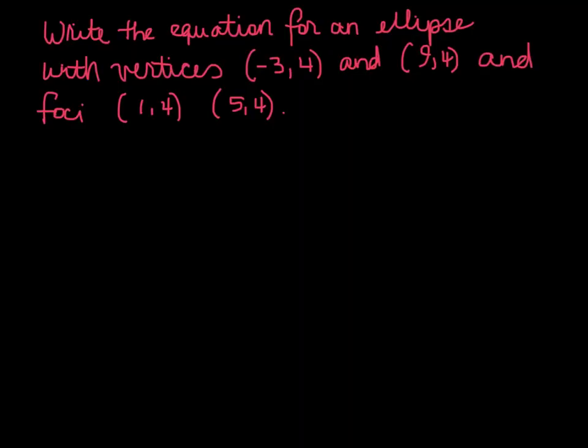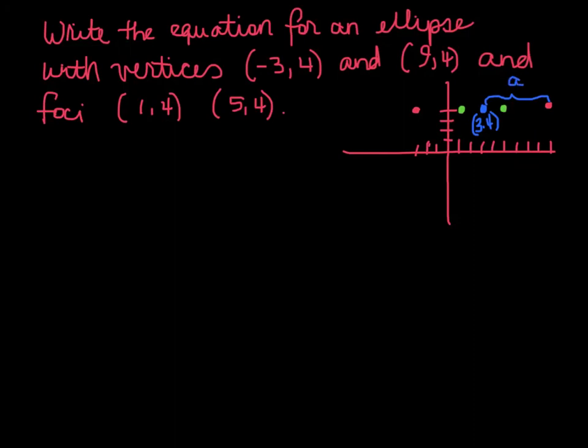Okay, last example. So if you can pause your computer and write this down. Then we're going to roughly sketch this as well. I have vertices at negative 3, 4, and 9, 4. I'm also given my foci at 1, 4, and 5, 4. So I know my center has to be right here in the middle, which would be 3, 4. Half the battle done. I know from here to here is a, because these are vertices, and this must be my major axis because vertices are on the major axis.